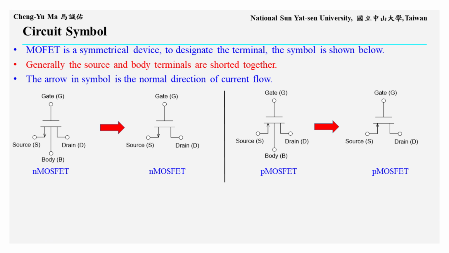Because a MOSFET structure is nearly symmetric from left to right, the circuit symbol uses an arrow to distinguish the source and drain terminals. The arrow indicates the normal direction of conventional current. For NMOS, current flows from drain to source, so the arrow points out of the source. For PMOS, current flows from source to drain, so the arrow points into the source. Although a MOSFET is a 4-terminal device, in most applications, the body and source are shorted together, so the common symbol usually shows only 3 terminals, G, S, and D.